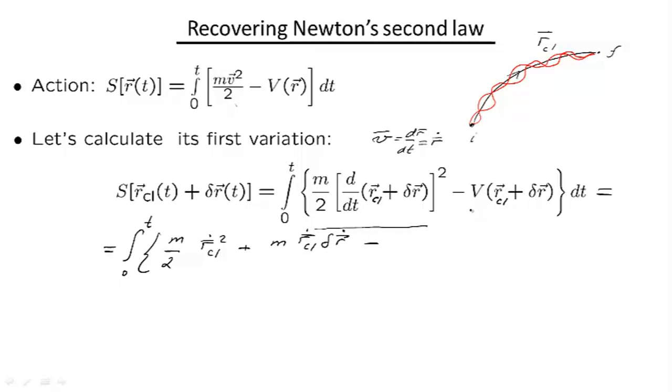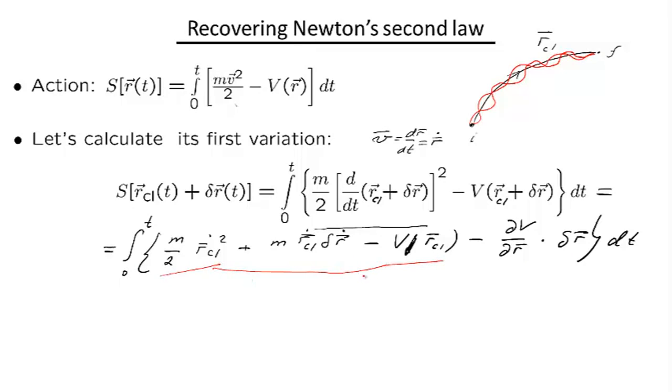And this guy, we're going to expand this function in Taylor series up to linear order. Again, we can do that because this dr is very small. And so we're going to have v of r classical minus dv over dr, the gradient, dot dr, and everything integrated over time. So we have four terms here. This term is simple enough. And these two terms, this guy and this guy, together they represent the classical action, the one which occurs on the classical trajectory.